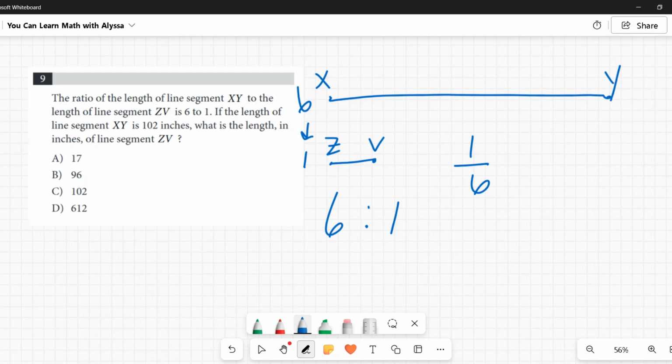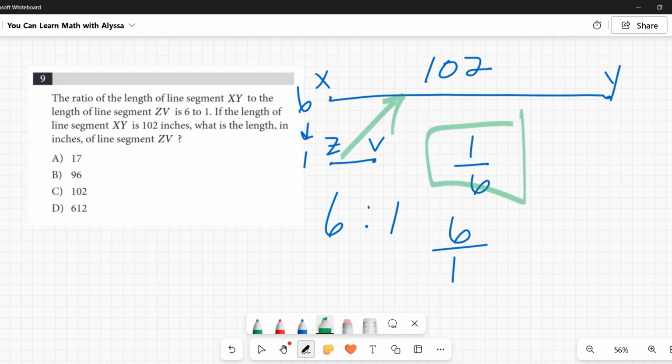Okay, if the length of line segment XY is 102 inches, what is the length in inches of line segment ZV? So the way we can do this, and this always works when we're talking about proportions, when we have two ratios that are equal to each other. So in this case, 6 to 1, and I'm going to write it like this because I'm going to say XY on top, and if I chose to write it as 1 to 6 going this direction, I could. It doesn't matter, as long as I'm comparing apples to apples. And what do I mean by that?